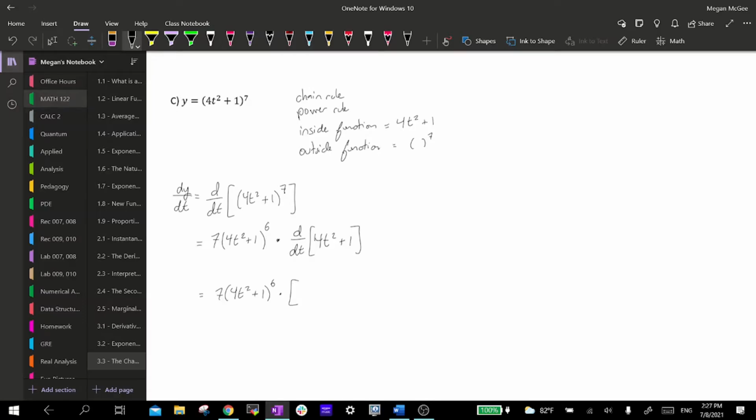we have the derivative of 4t squared plus 1. Again, we could do this in several steps, or we could see that the derivative of 1 is 0, and then the derivative of 4t squared will bring down the 2, and then that's going to get multiplied by the 4, so we'll have 8t.